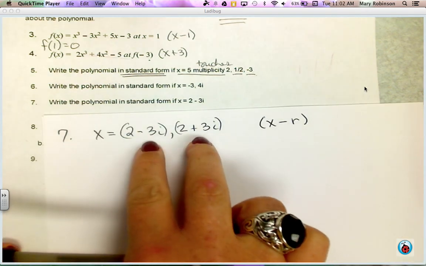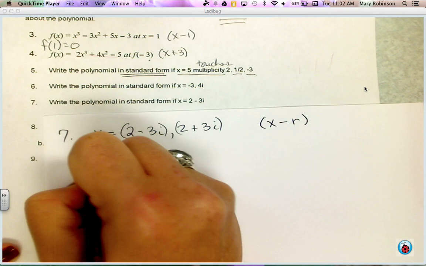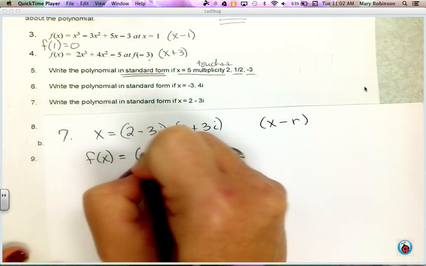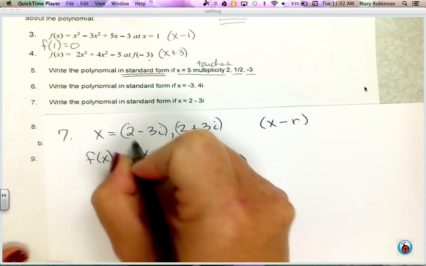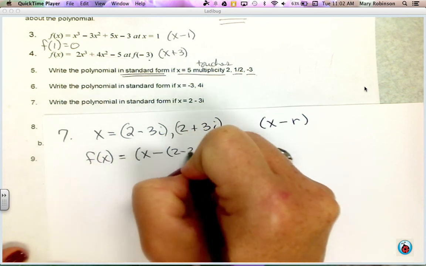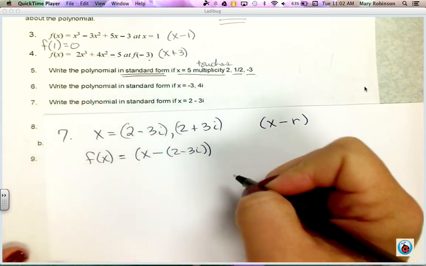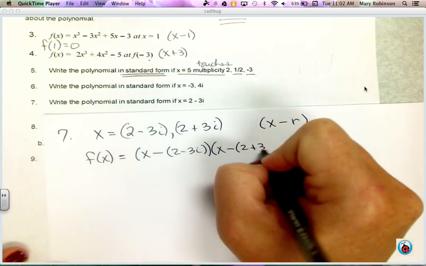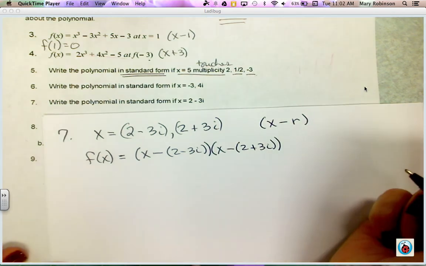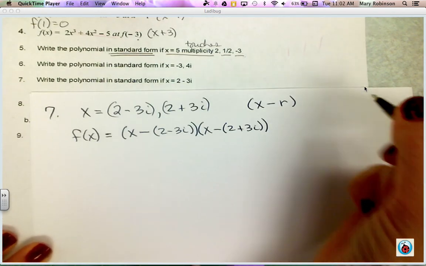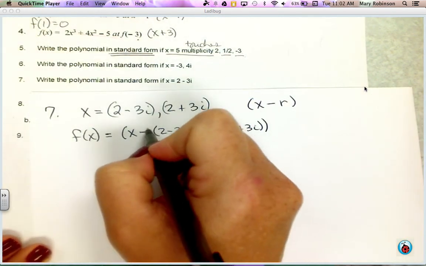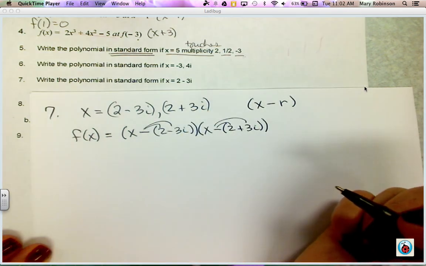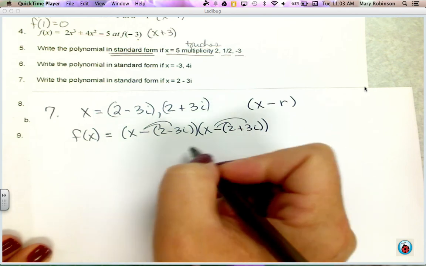put these in parentheses. So in factored form, we start off with f of x equals, and we use x minus, in here, 2 minus 3i. And then x minus 2 plus 3i. Always x minus your root. Now, what we need to recognize is that we're going to have to distribute this subtraction sign over both terms in our root.